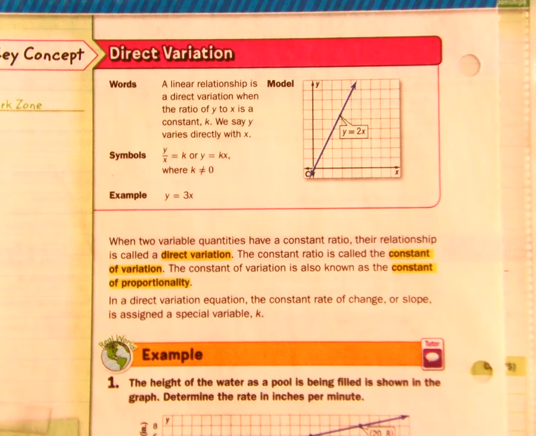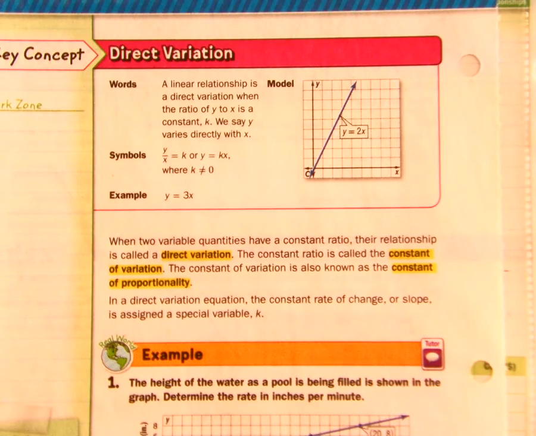So an example, y equals 3x. Our direct variation here would be 3. We're changing by 3 every time. When two variable quantities have a constant ratio, the relationship is called a direct variation. The constant ratio is called the constant of variation. The constant of variation is also known as the constant of proportionality. So direct variation, constant of variation, and constant of proportionality are all the same thing.